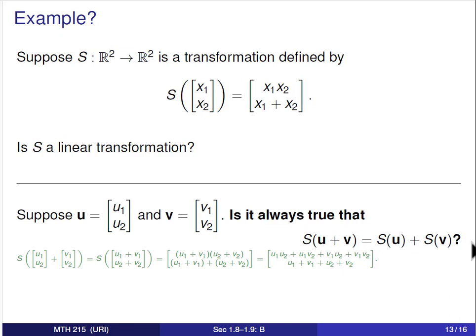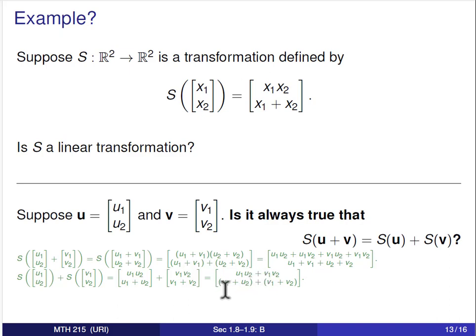Taking a look at S of u plus S of v, here we're going to apply S to each of the vectors individually, and then add them together. And as I get the final answer there, we're going to compare. Is this second quantity equal to the first quantity? Is this vector equal to this vector?